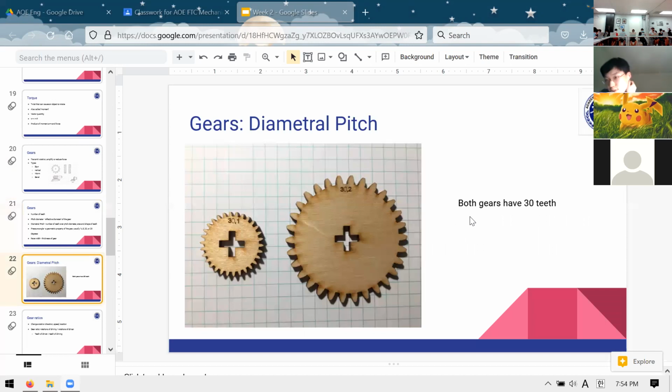So this picture illustrates the importance of knowing the pitch, where both of these gears have 30 teeth. But if you just told me that you picked a 30-tooth gear, I could get two very different things, right? You could give me the gear on the left, which is much smaller than the gear on the right. And if all I told you was to pick a gear with 30 teeth, you could pick either of these without knowing which one I actually wanted.